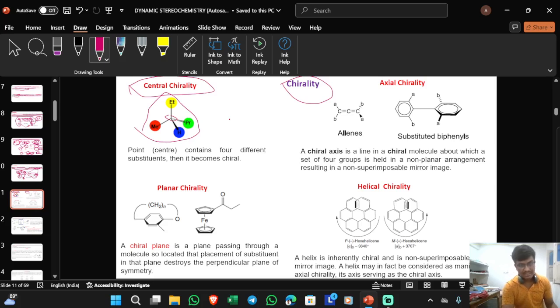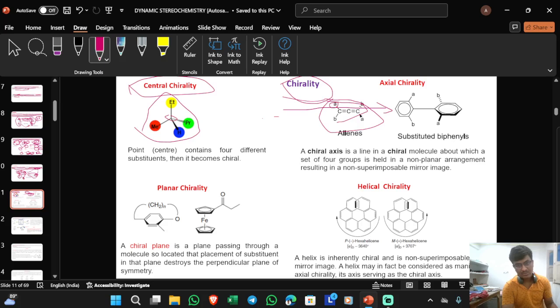Then chirality in allene compounds: not all carbons and groups are present in one plane. All groups are not present in the plane. Then the maximum difference. This is the axis. This plane, then, is chirality.